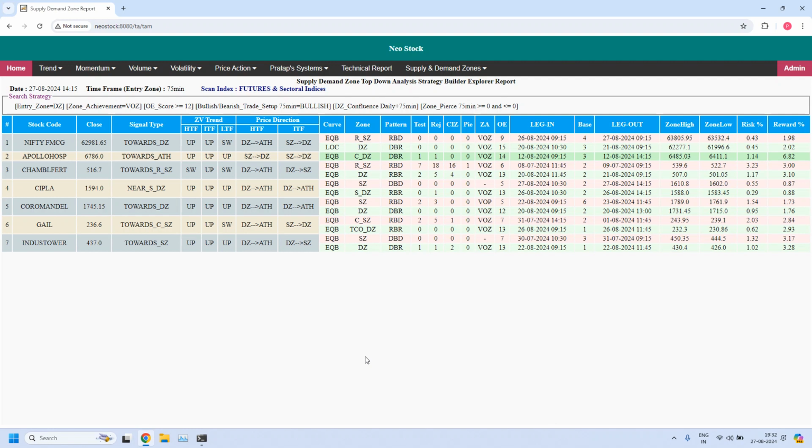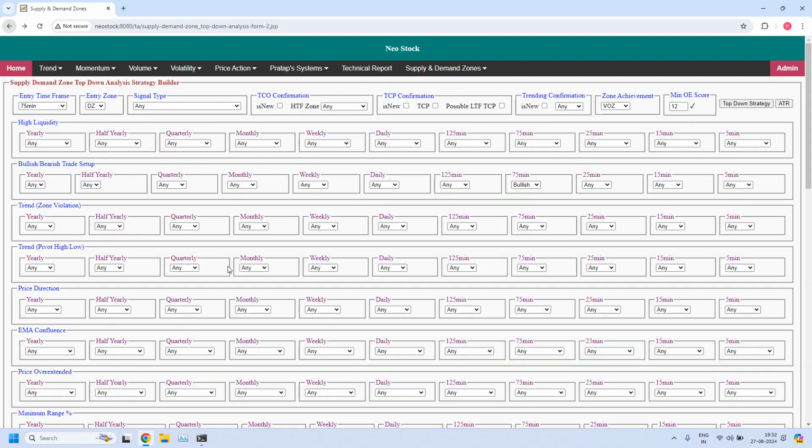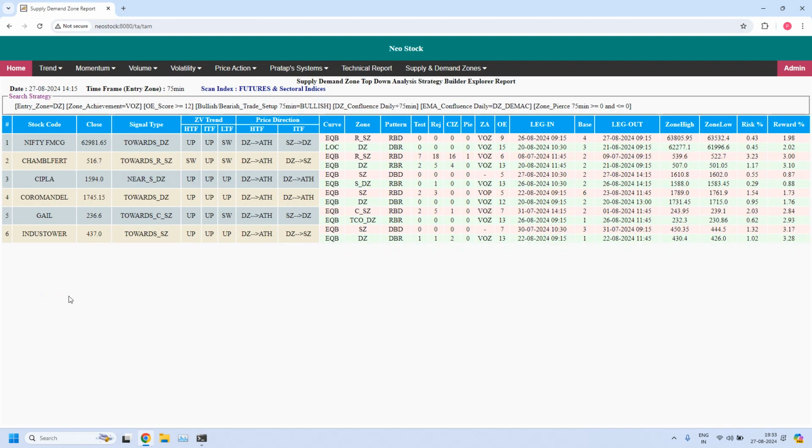Now out of these 7, how many are having EMA confluence with the daily time frame, because the daily is ITF. So daily demand zone with daily EMA confluence, trend is uptrend, it is a high probability setup. So from these 7, let us filter. In the EMA confluence, daily time frame, we are looking for daily demand zone with daily EMA confluence. Let's filter. Now the list is reduced to 6 from 7.